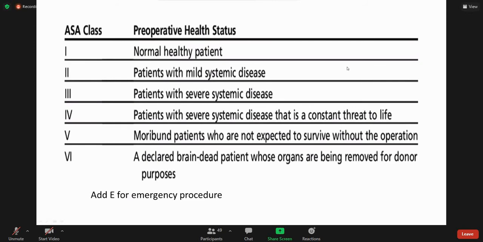What is ASA4? Patients with systemic disease that is a constant threat to life. Such systemic diseases which are a constant threat to life, such as ischemic heart disease, such as stroke, such as nephropathies or any other diseases which are a constant threat to life. If they are not controlled, the patient can have morbidity, mortality.